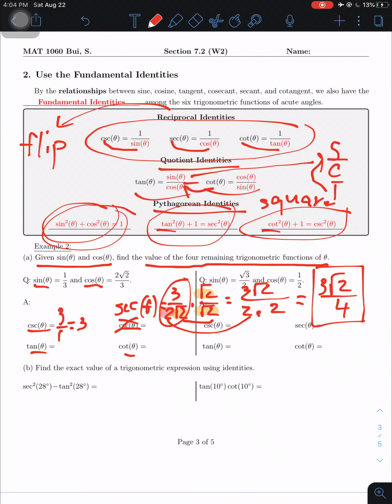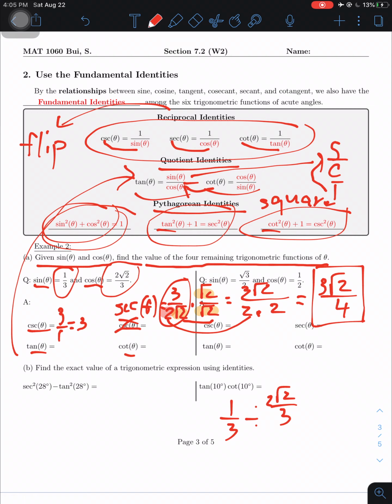Okay, here comes some fancy math work. Tangent here, we have the formula for it. Tangent equals sine divided by cosine. We have sine, we have cosine, so let's divide them out. We're going to get 1/3 for sine divided by 2 square root of 2 divided by 3.